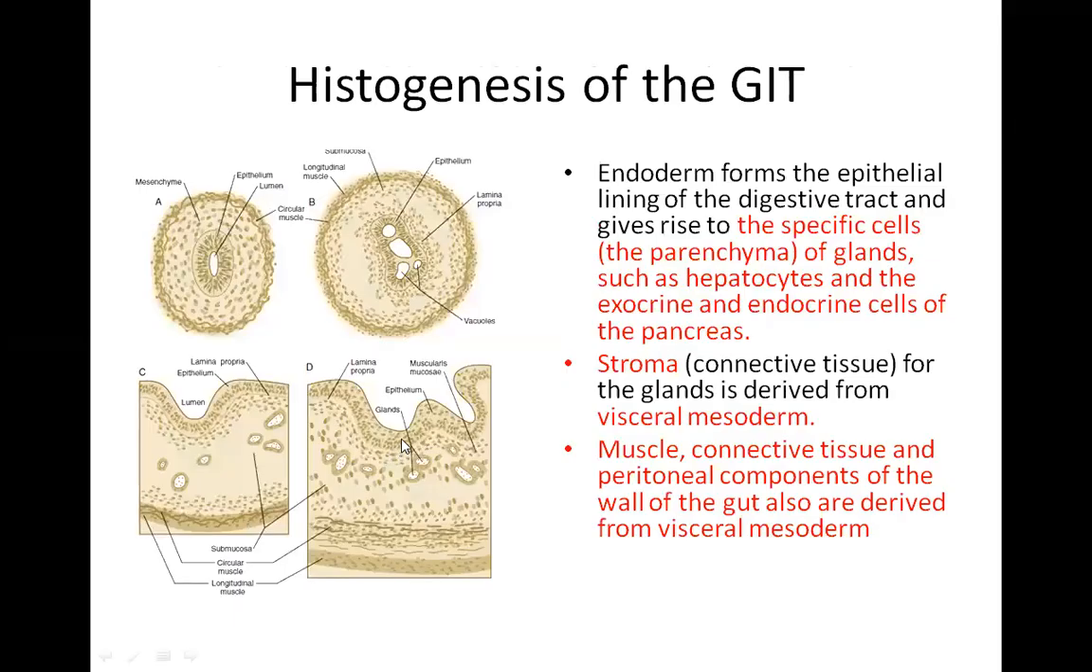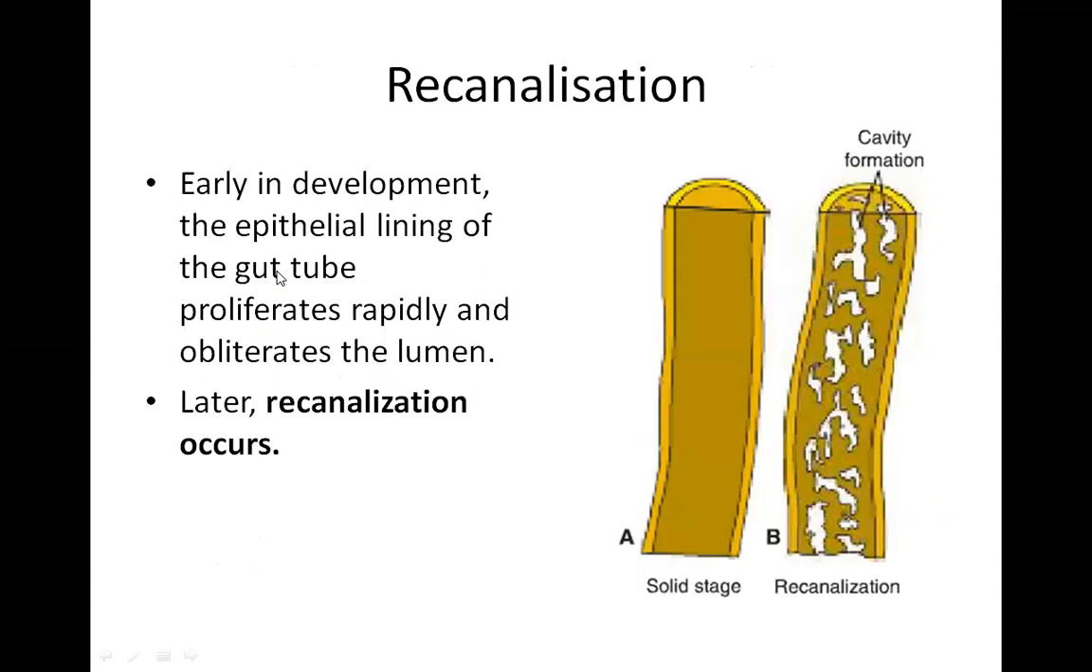Now the histogenesis of the GIT. So the endoderm, it forms the epithelial lining of the digestive tract, and it gives rise to some specific cells of the glands such as hepatocytes and exocrine and endocrine cells of the pancreas. Rest of all the layers, that is the lamina propria, muscularis mucosae, the submucosa, muscularis externa, and the serosa, they are all derived by the visceral mesoderm, that is splanchnic mesoderm.